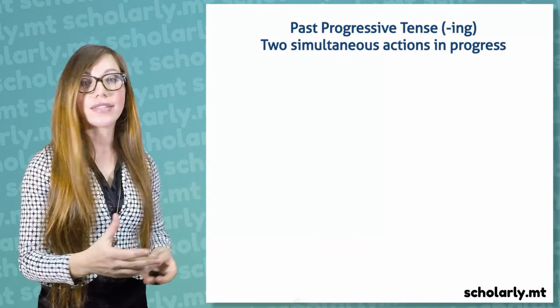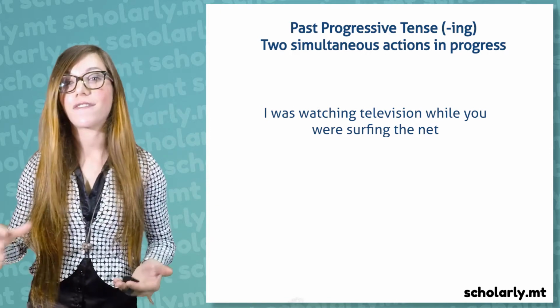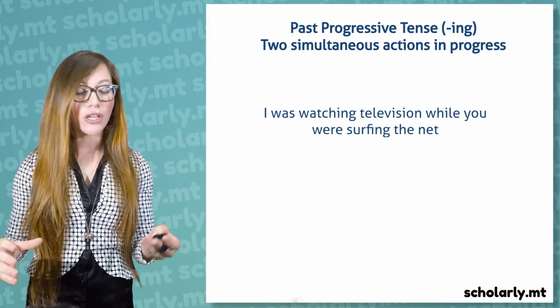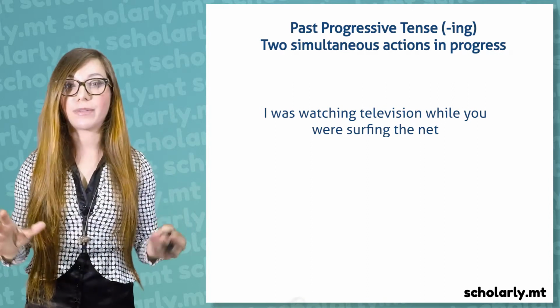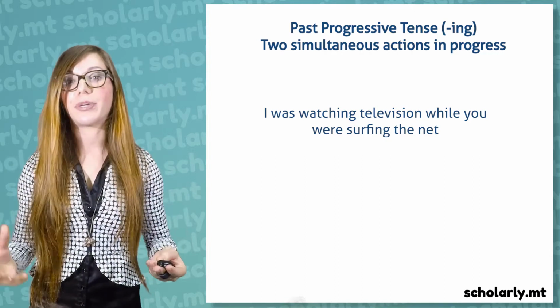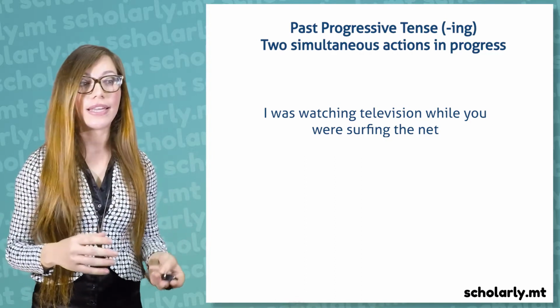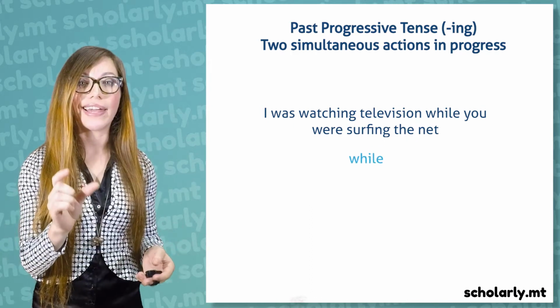The past progressive can also be used to talk about two actions happening at the same time, and they are not influencing each other in any way. For example, I was watching television while you were surfing the net. So one of the actions could have taken longer than the other. It doesn't matter. But both actions were in progress over a certain period of time in the past. There is also a signal word over there, which is while.